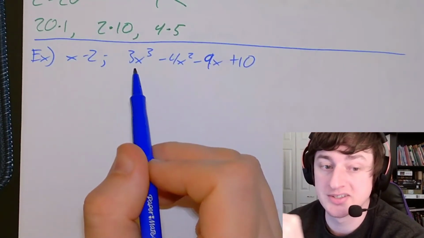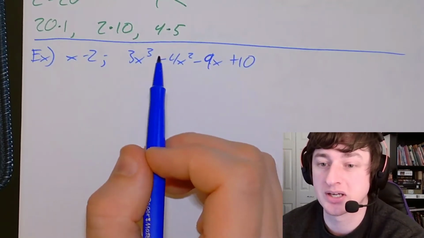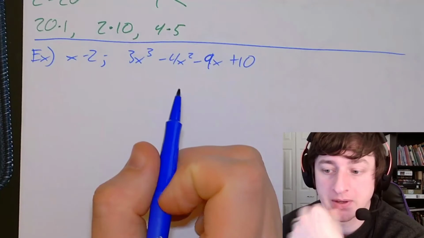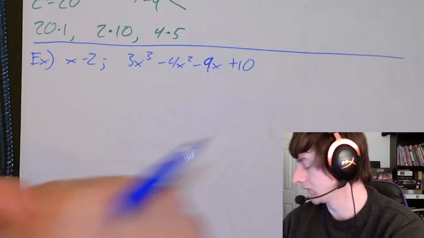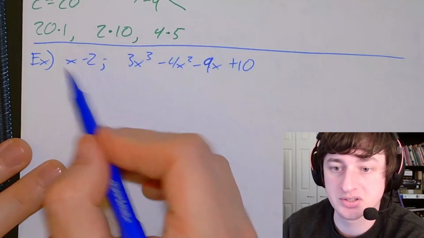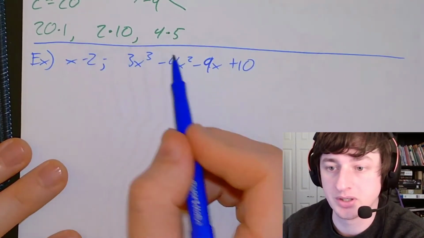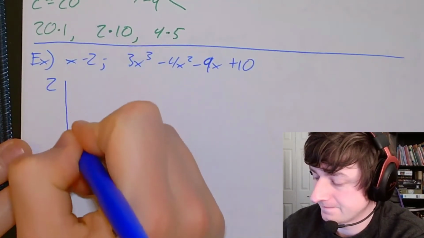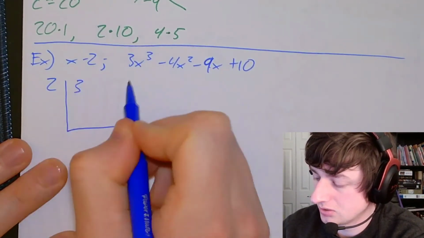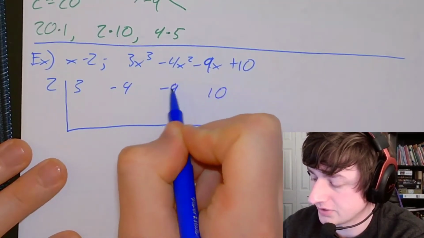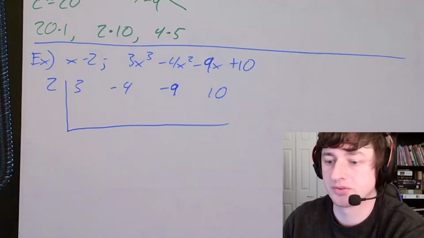So my assumption is that somewhere at the very end, we're going to have a 3 times an x as part of our answer. Okay? So just like normal, I'm going to do synthetic division with this polynomial into this polynomial. So we use 2 into 3, negative 4, negative 9, and 10. So far nothing's changed. Still all the same.